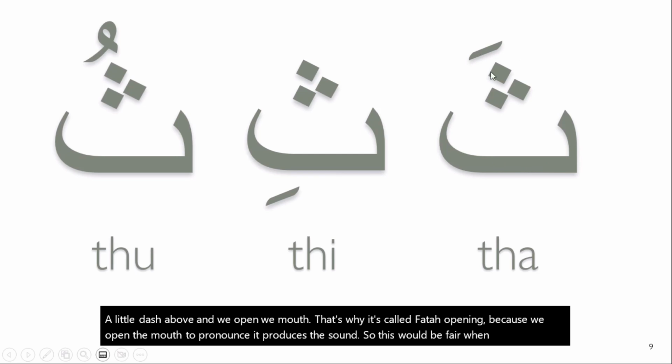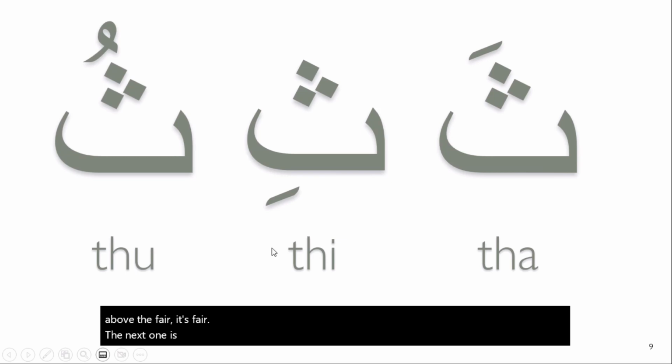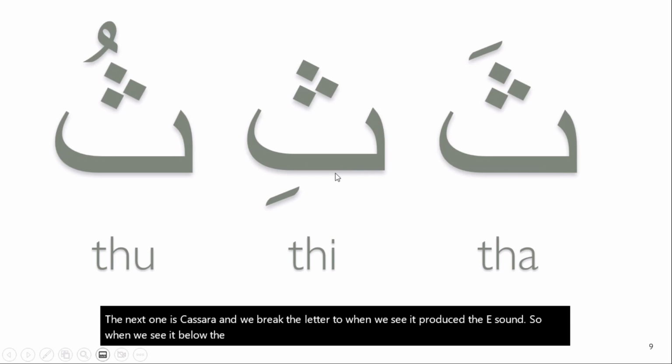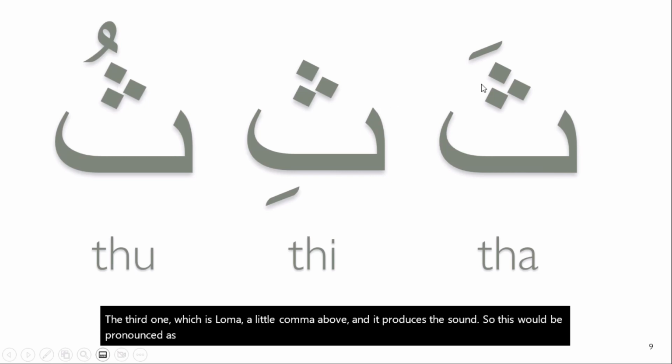When we see it above the tha, it's tha. The next one is kasra, and we break the letter; when we see it, it produces the E sound. So when we see it below the letter, it will be pronounced like thi. The third one is dhamma, a little comma above, and it produces the U sound, so this would be pronounced as thu. So, tha, thi, thu.